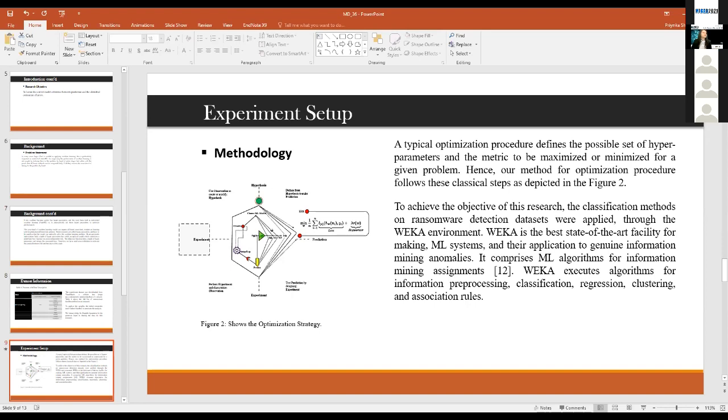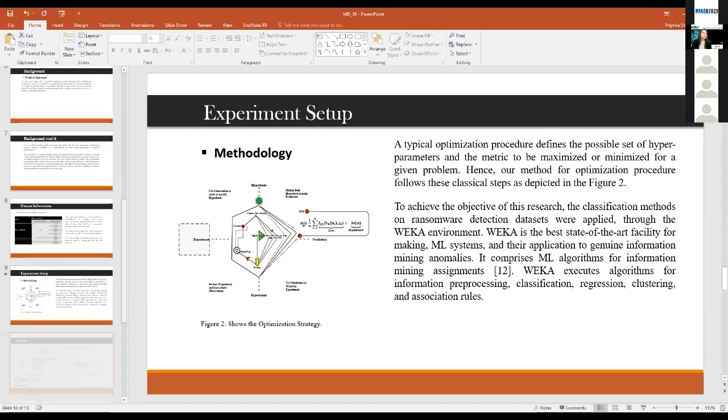To achieve the objective of this research, the classification method on the ransomware detection dataset was applied through the Weka environment. And Weka, what is Weka? Weka is a state-of-the-art facility for making machine learning systems and applications for real-world data mining, such as anomalies. It comprises ML algorithms for data mining tasks, and Weka executes algorithms for data pre-processing, classification, regression, clustering, association rules, and so forth.